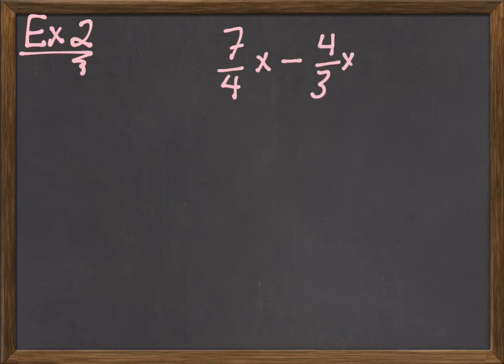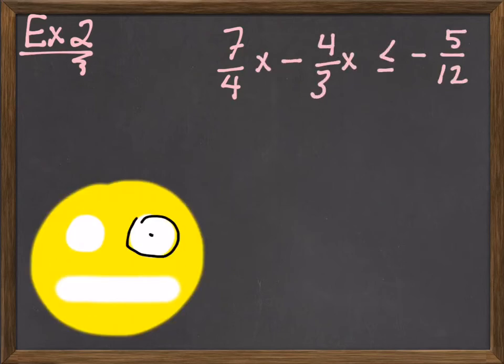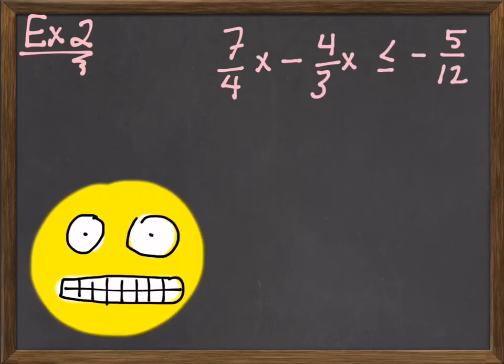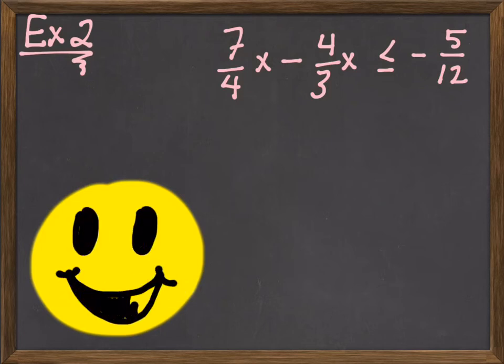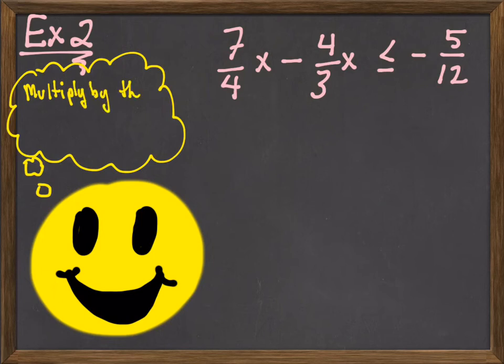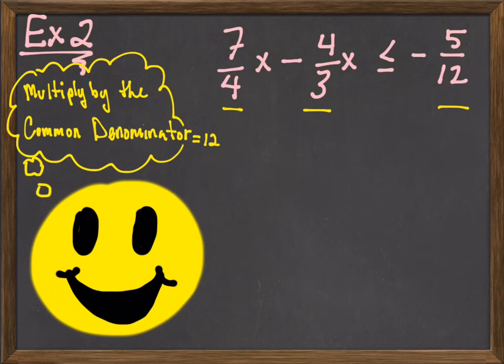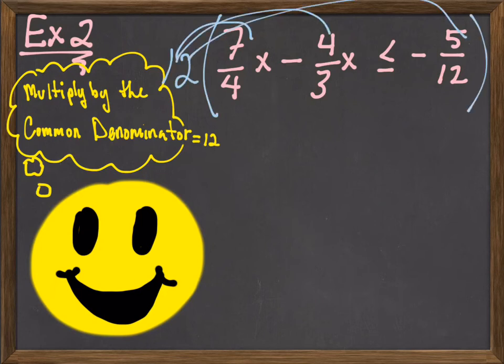All right, next example. Not only is this a bigger looking problem, but it also has fractions, so oh no. But what we're going to do here is just multiply by the common denominator. We look at the 4, 3, and the 12. 12 is the least common multiple, so that's the common denominator, and that's what we're going to distribute to every single term.